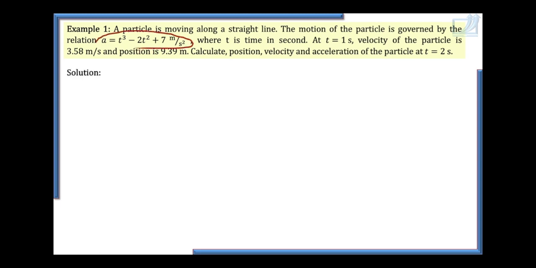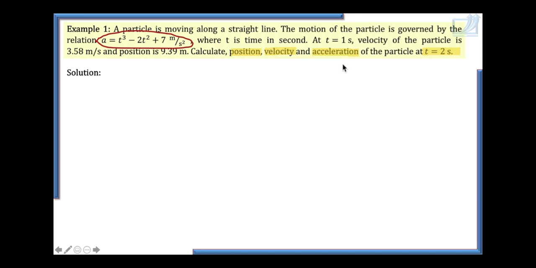How to solve the problem? Listen. The acceleration time relation is given. Replace acceleration by dv by dt, integrate. What you will get? The velocity time relation. And once you get the velocity time relation, replace v by dx by dt to get the position time relation. So integrate acceleration for velocity, integrate velocity for position. What is asked in the problem? Position, velocity and acceleration at t equals 2 seconds. Now acceleration at t equals 2 seconds, easily you will get, just put t equals 2 here and get acceleration.